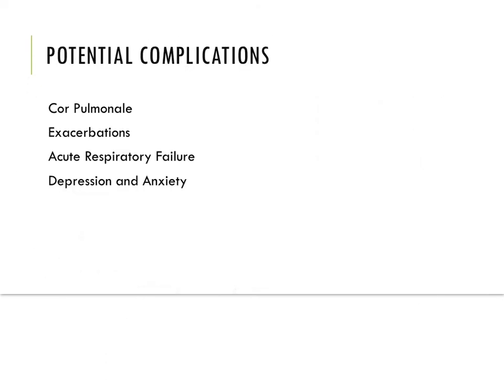Okay, potential chronic complications of someone who is suffering from chronic lung disease would be, first, they could possibly develop what we call cor pulmonale. Cor pulmonale is associated with pulmonary hypertension. So think about this. As the lungs become stiffer because of the disease process, the pressure in the lungs goes up.